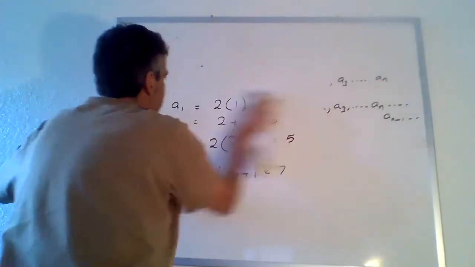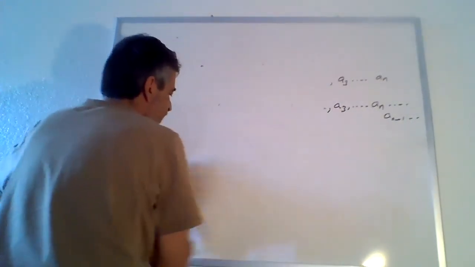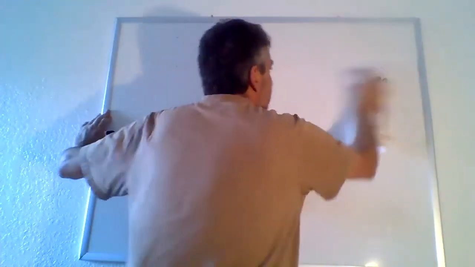We have so many types of sequences. First, I'm going to look at some of the ones they have in the book and explain a little bit about them.